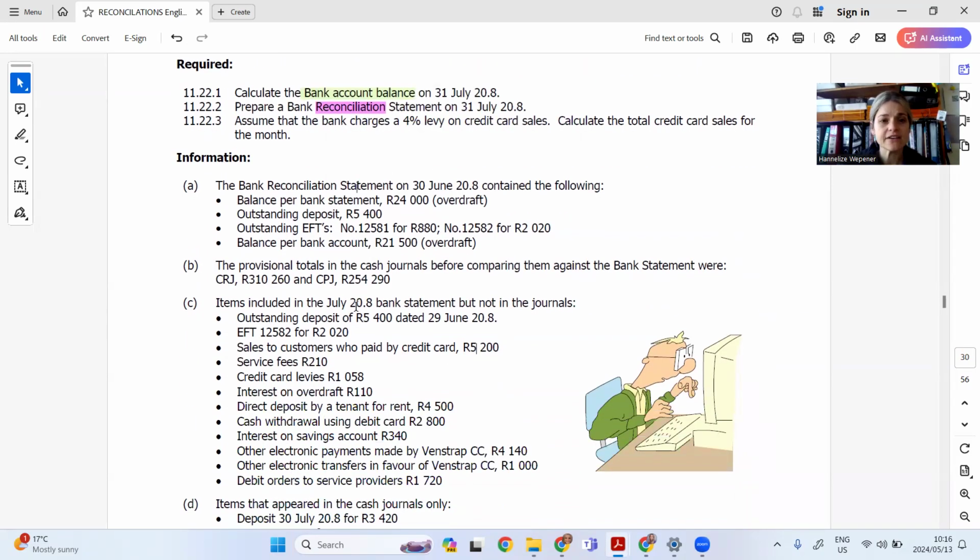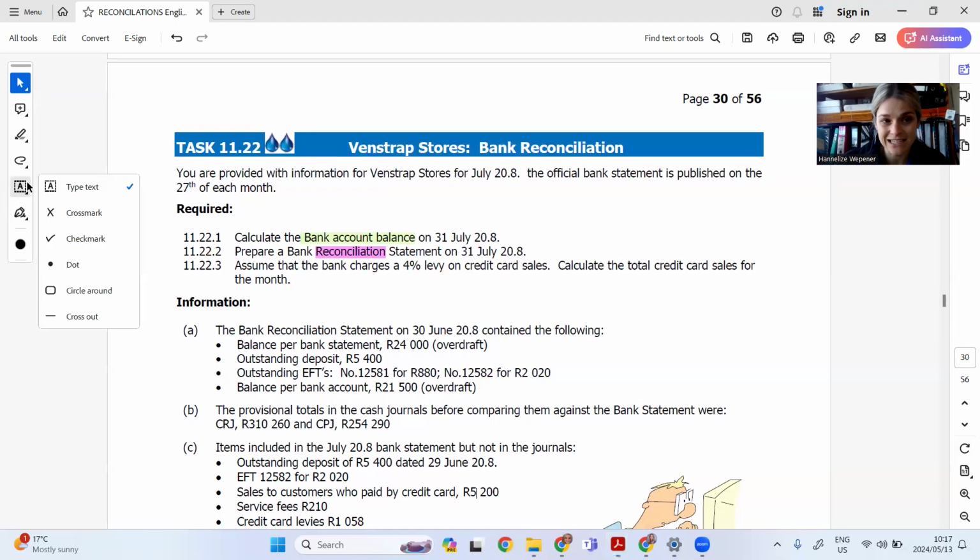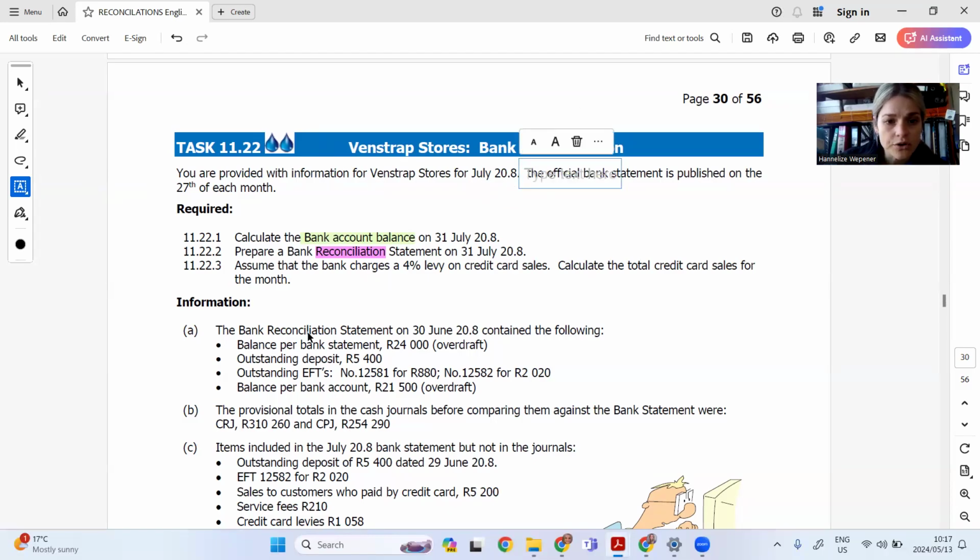So using the information, the bank reconciliation statement on the 30th of June 2018 contained the following. It's very important to note the date for which you are doing this. You are doing the reconciliation statement for July 2018. That means they just gave you your reconciliation statement for the month prior to the month you are doing the reconciliation for now.